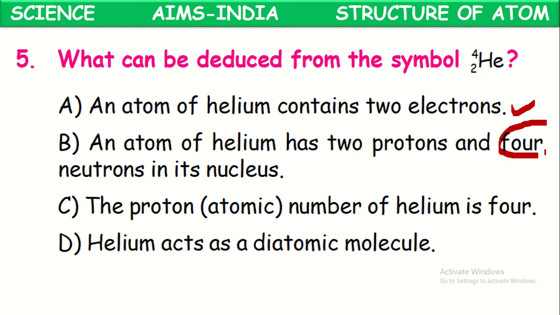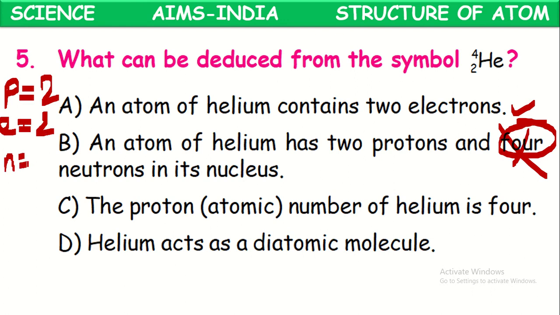No, not 4 neutrons, only 2 neutrons. From this you can say number of protons is 2 for this helium, and as it is mentioned here, neutral helium atom, number of electrons also will be equal to 2. And number of neutrons, how do we get? We know the formula. Mass number minus atomic number. 4 minus 2. It is 2.